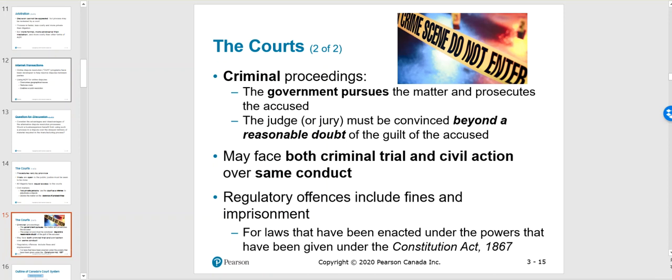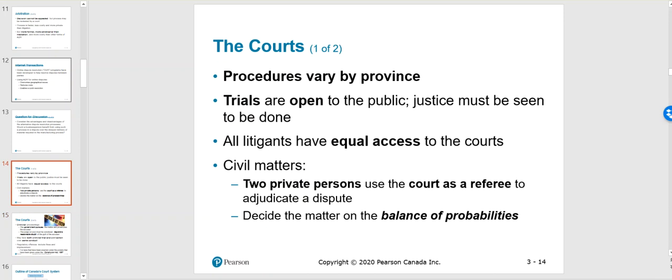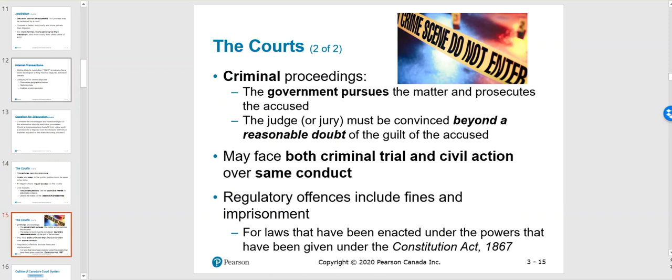And I just told you that in civil matters, two private parties are involved, one sues the other. In criminal proceedings, the victim does not sue the accused. It is the government, through the prosecutor, who will pursue the matter and prosecute the accused. So in general words, in a criminal proceeding, the victim will report to the police, will present their evidence, their testimony. But they are not suing. It is the government that is doing this.